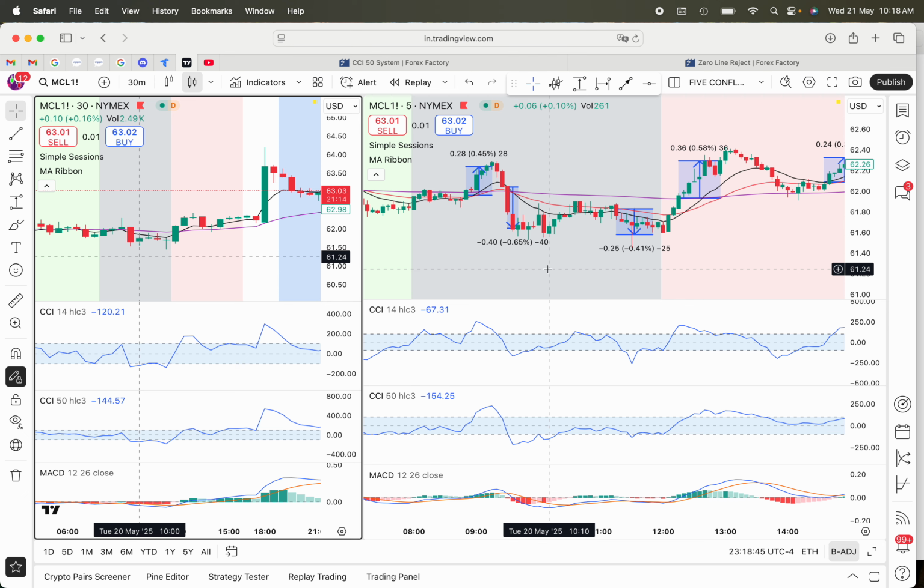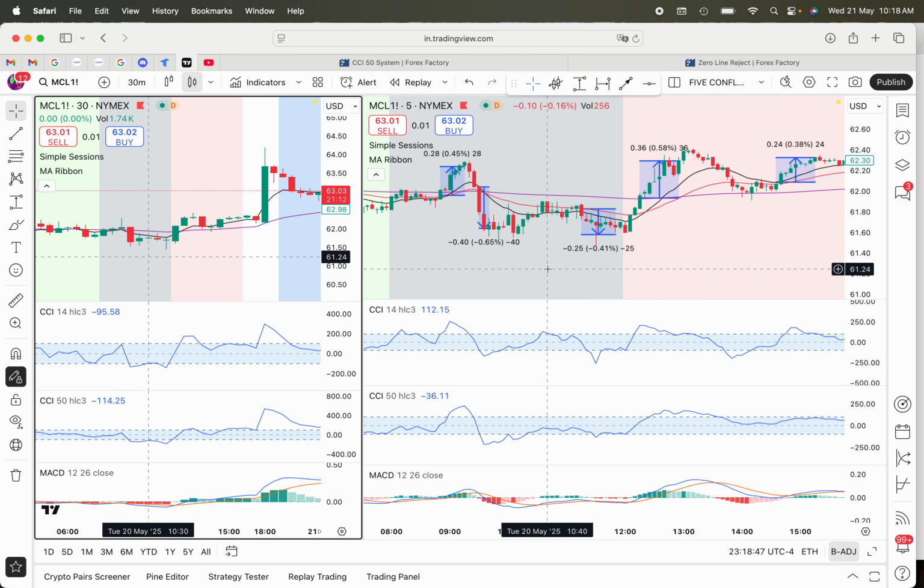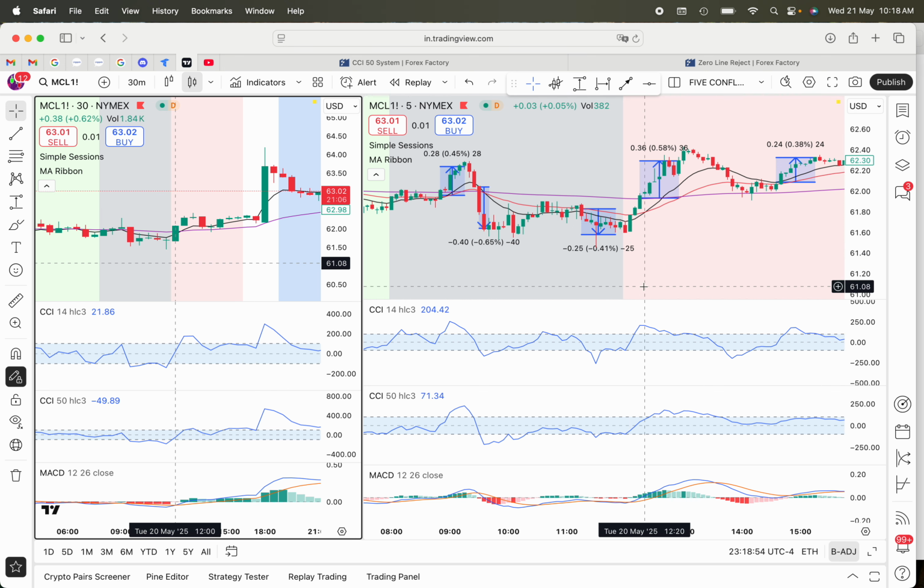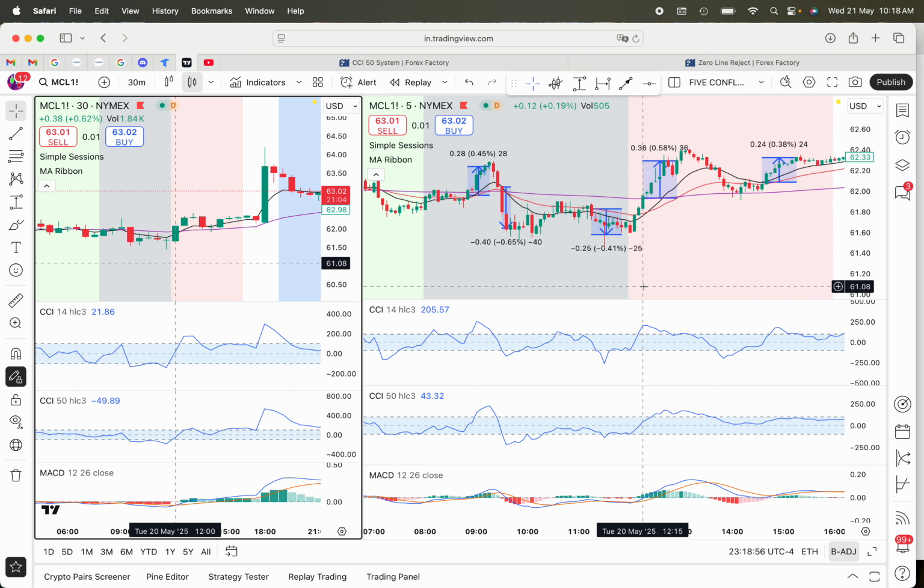Okay. So what we have is two charts. This is crude oil. On the left-hand side, I have a 30-minute chart, and on the right-hand side, I have a 5-minute chart. And let's just go through it all.